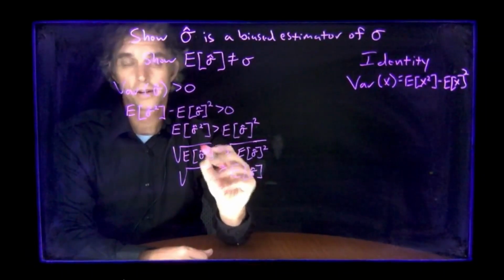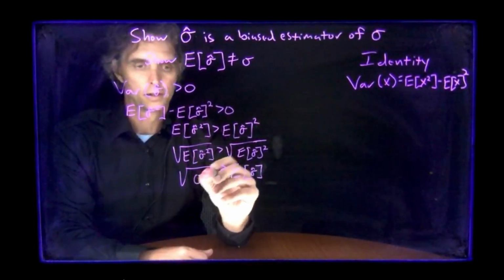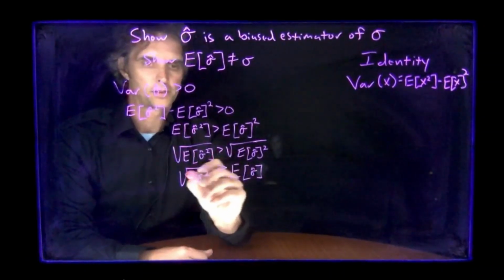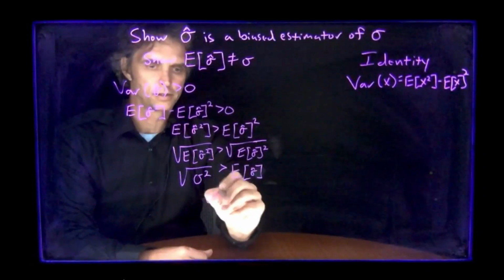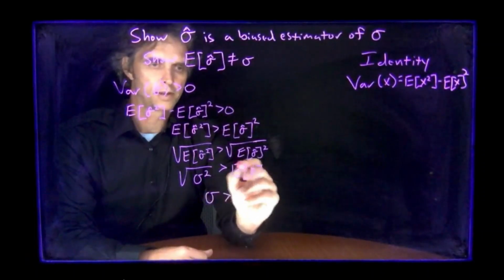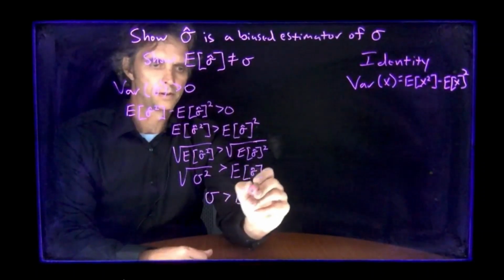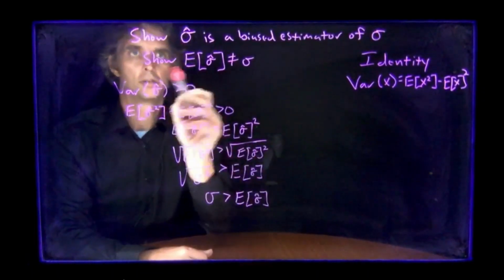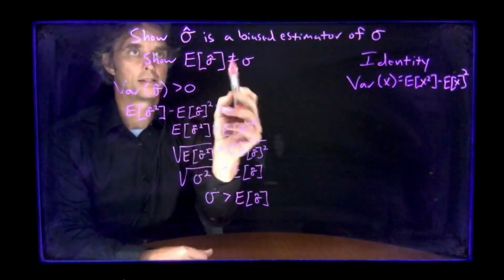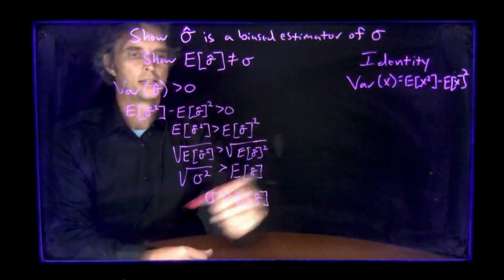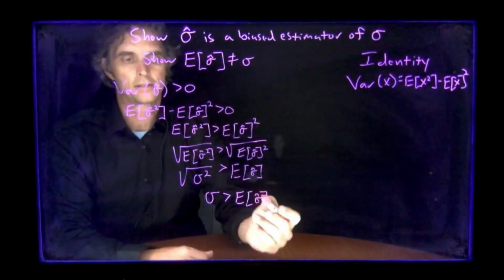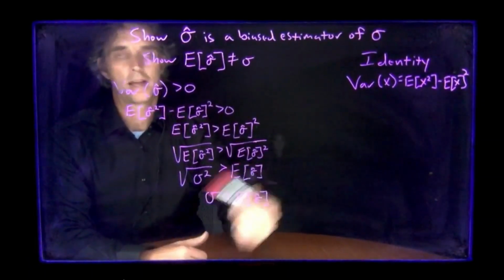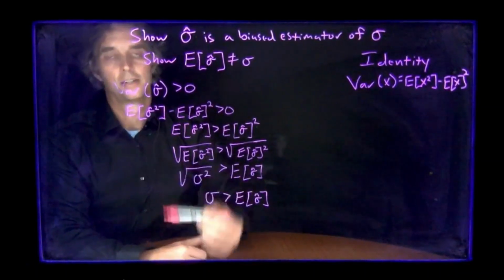And this side, we recall that this is the square root of the expected value of sigma hat squared. Sigma hat squared is an unbiased estimator for sigma squared. So if that's true, then the square root of sigma squared is sigma, which is greater than the expected value of sigma hat. And there we have shown that the expected value of sigma hat is not equal to sigma. In fact, it is strictly less than. The expected value of sigma hat is strictly less than the actual value of sigma, meaning that sigma hat is a biased estimator of sigma.